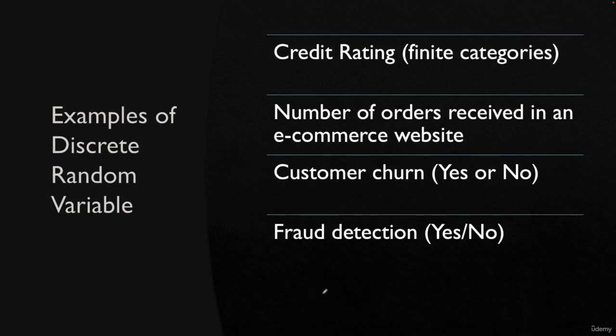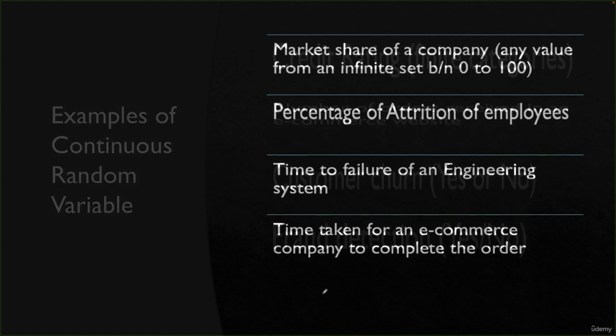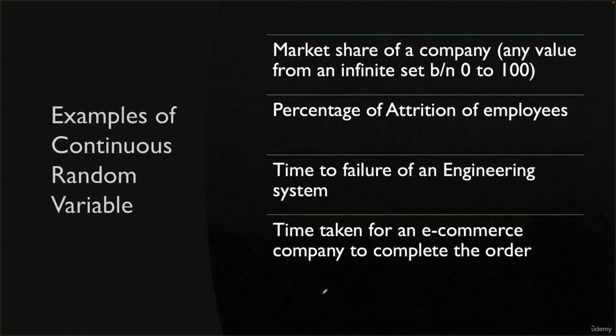Now, to give you some examples, the examples for discrete random variables are credit rating, number of orders received on an e-commerce website, customer churn, and fraud detection. So these are some of the examples for discrete random variables. And coming to continuous random variables: market share of a company, percentage of attrition of employees, time to failure of an engineering system, and time taken for an e-commerce company to complete an order. So these are some of the examples of continuous random variables.